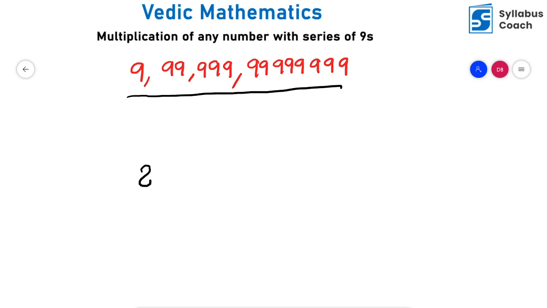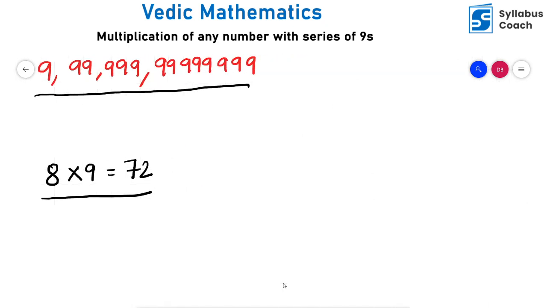Let's take a basic example which is 8 into 9, which is 72, right? Let's try to understand how we can actually implement the shortcut on this basic question. So let's try to write the question first. What is it? 8 into 9. When you're trying to solve this particular question using the technique, you'll be following two steps.